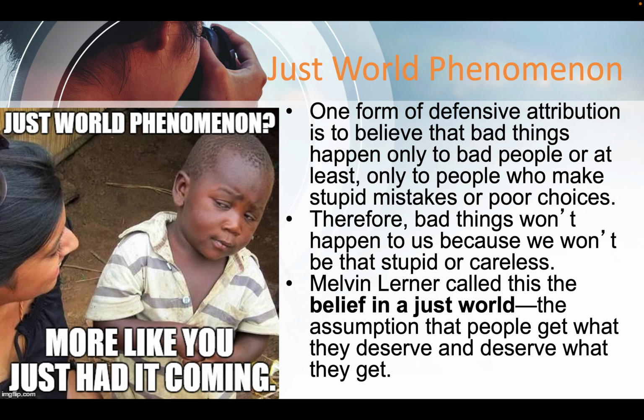One form of defensive attribution is to believe that bad things happen only to bad people, or at least only to people who make stupid mistakes or poor choices. Therefore, bad things won't happen to us because we won't be that stupid or careless. Melvin Lerner called this the belief in a just world, the assumption that people get what they deserve and deserve what they get.